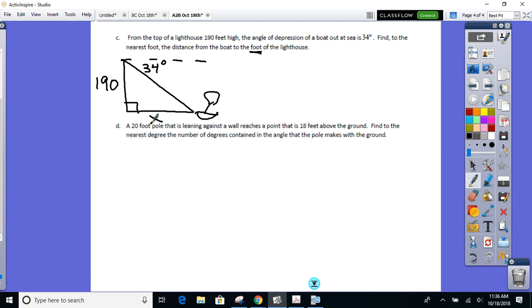Why can I not use this 34 where it is right now? It's not inside the triangle, but I need your help. How can I use that 34 to get an angle inside the triangle? Subtract. Go ahead, Matt. 180. 180 makes a straight line. Everyone see, this is a right angle up here. So he's absolutely correct. 90 minus 34. That angle will be what? 56.